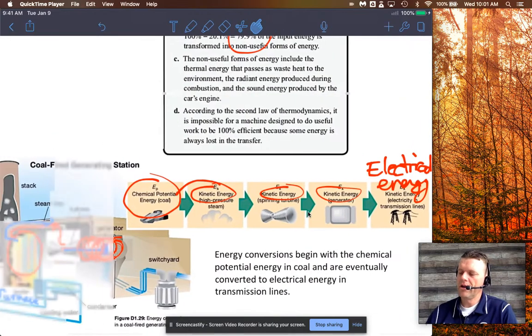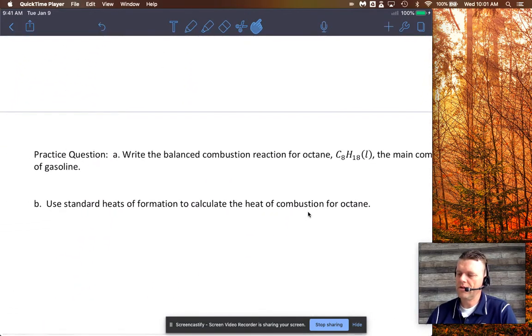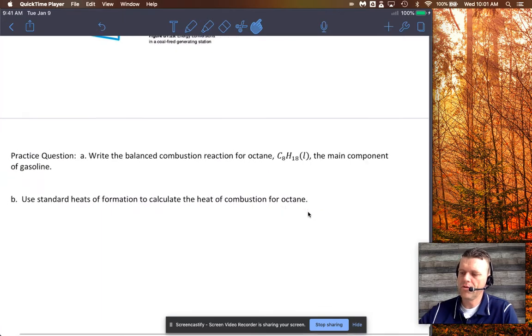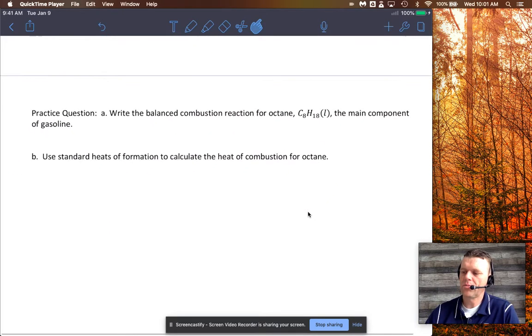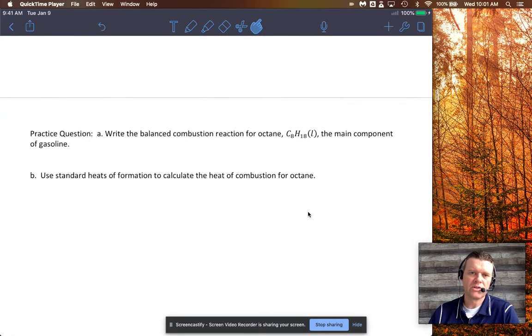So anyway, that takes care of sections 1.1 to 1.3. I did have this practice question, which is also posted. What is the balanced combustion reaction for octane? And then what is the heat of combustion for octane? Take a look at that and let me know if you have any questions.